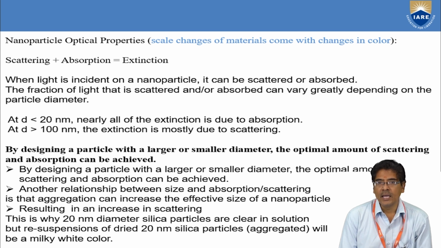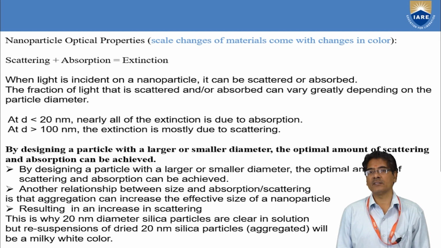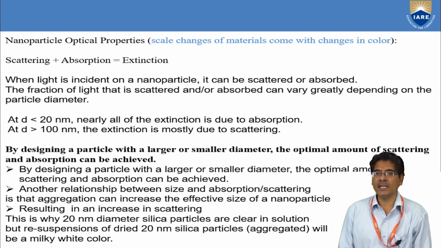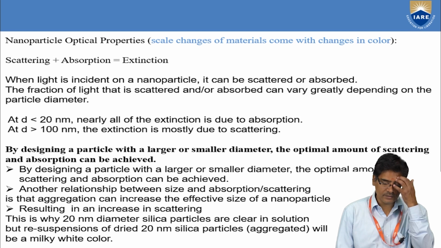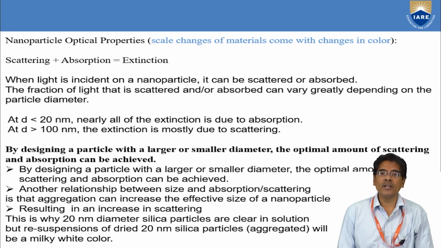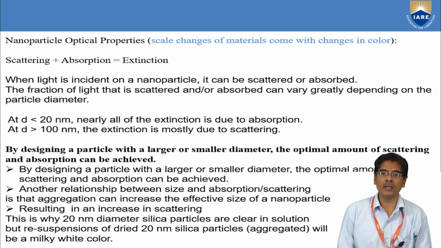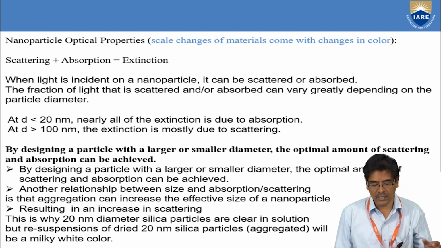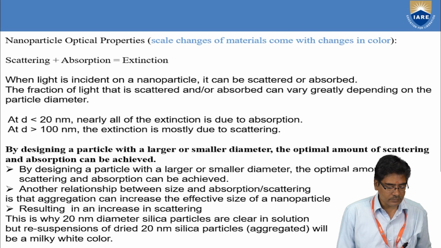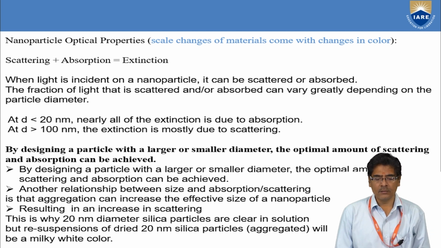Another relationship between size and absorption or scattering is that aggregation can increase the effective size of a nanoparticle, resulting in an increase in scattering. This is why 20 nanometer diameter silica particles are clear in solution, but resuspension of dried, aggregated 20 nanometer silica particles will be milky or white in color. Right? So that is what scattering plus absorption gives: the extinction.